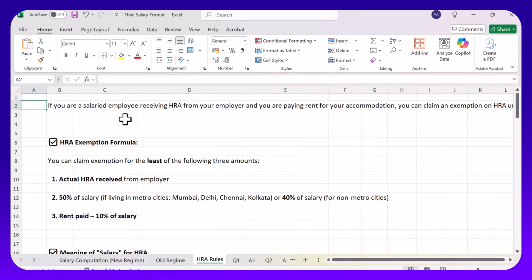Now this exemption is only available under the old regime. In the new regime, all HRA which you are getting is fully taxable. But if you are staying in a rented accommodation, then you can claim this benefit only under the old scheme. So what is the formula? Read this.